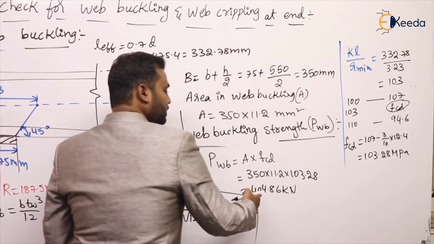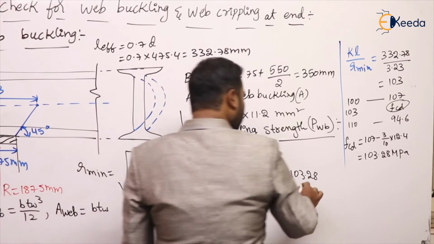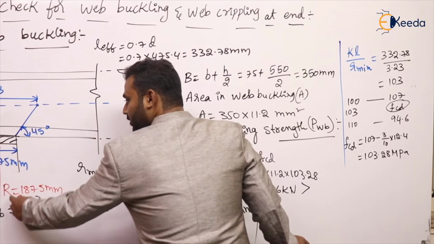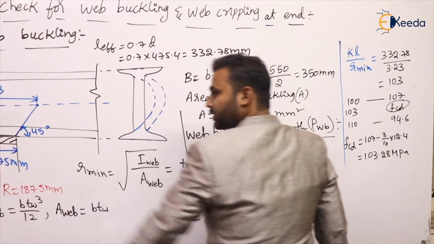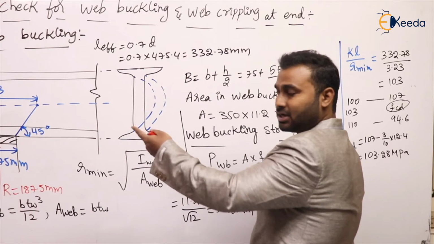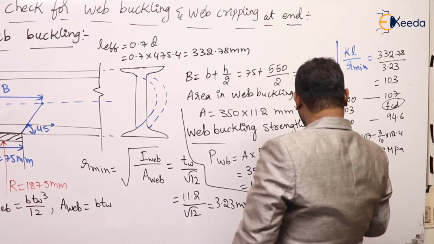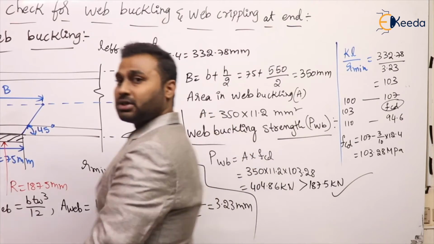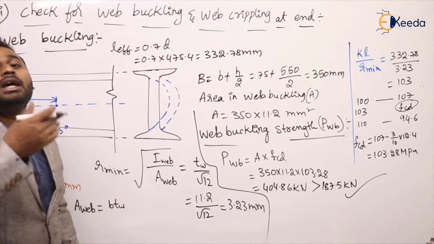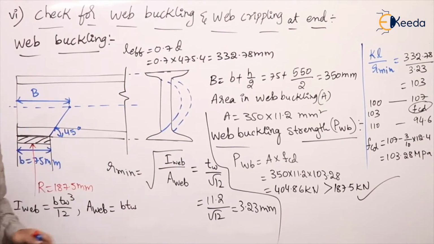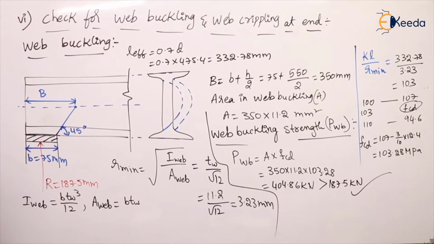So web buckling strength is how much? 404.86, which is greater than the reaction, or you can say load at that location where web buckling starts, that is at the support, 187.5 kilonewton. Therefore, it is safe. It means the web of this ISMB is safe against web buckling. Now let us check for web crippling.